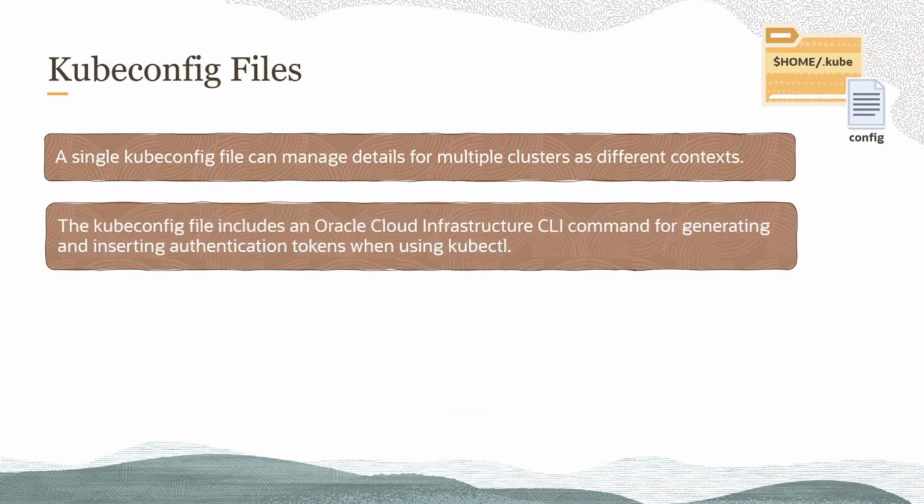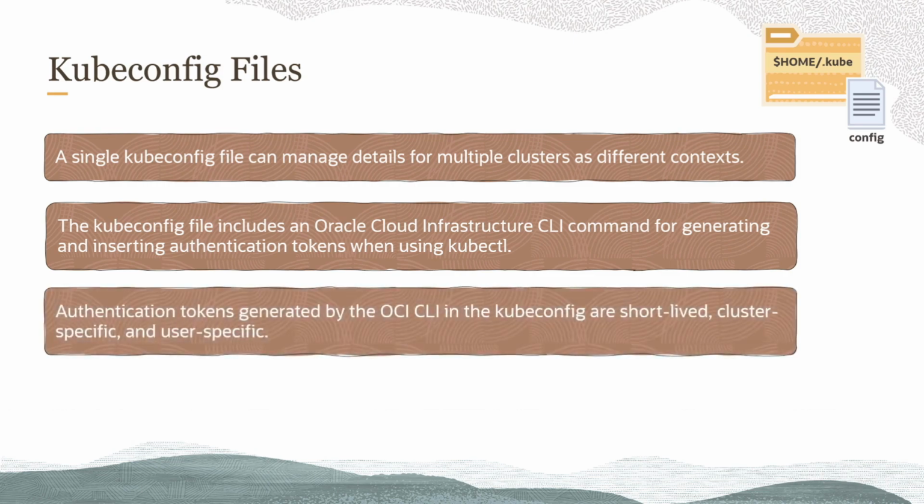Now, here's a neat trick up its sleeve. A kubeconfig file includes an OCI command. This command works behind the scenes, dynamically generating an authentication token and seamlessly inserting it whenever you fire up a kubectl command. But here's the catch.